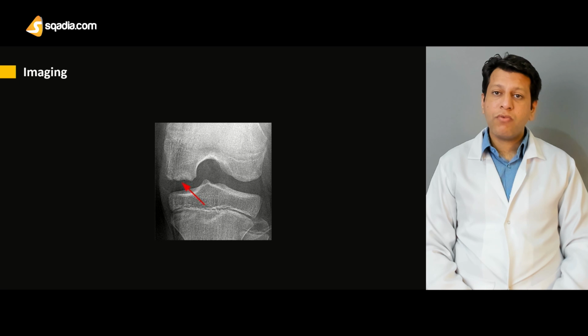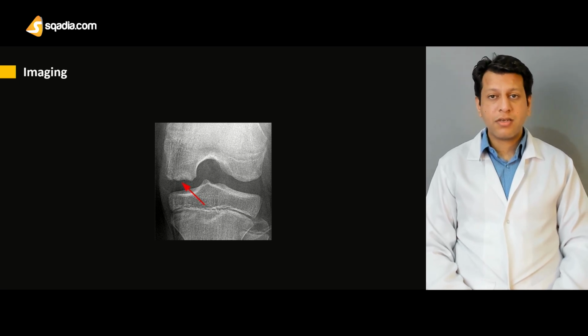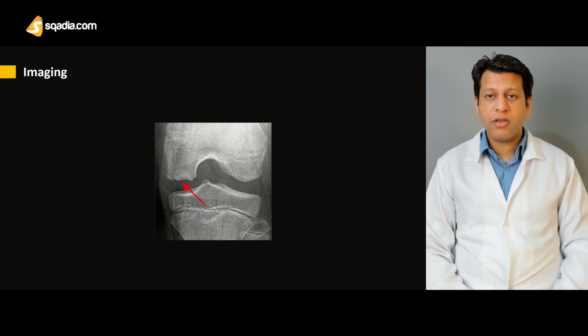Therefore, when we are going for imaging of Osteochondritis Dissecans, first and foremost are always the X-rays, which are the weight-bearing AP and lateral views of the involved knee joint, as well as the MRI of the same knee which is involved.